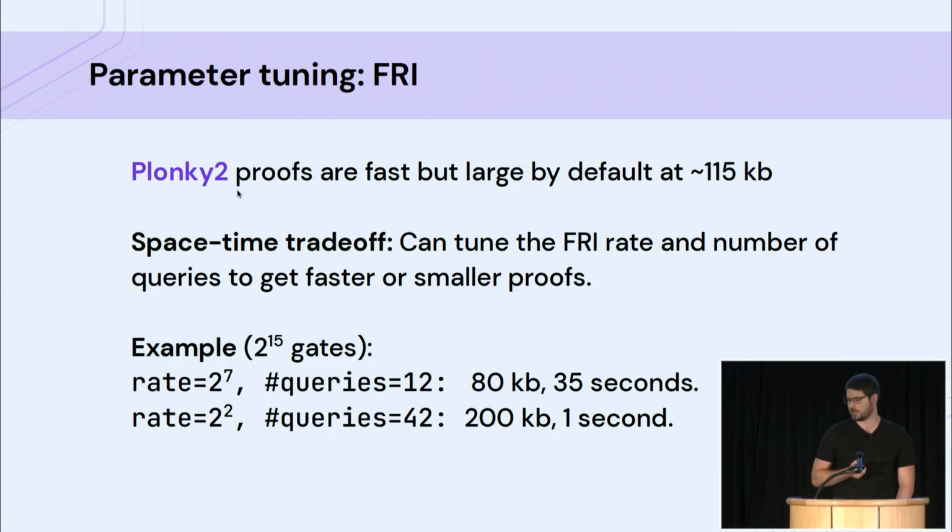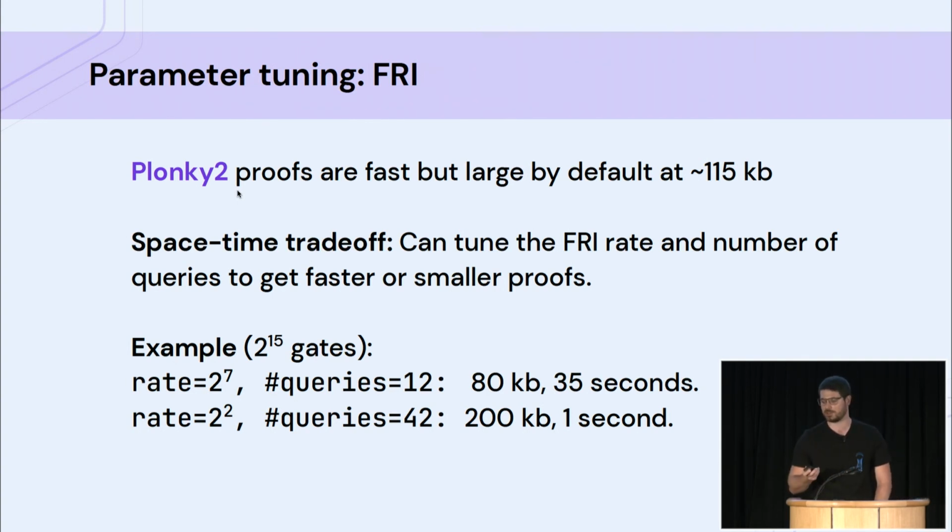All right, so as I mentioned at the beginning, there's a bunch of parameters in Plonky2 that you can tune. By default, the proofs of Plonky2 are quite large, at like 115 kilobytes for the default recursive proof. But you can tune the parameters to make it smaller. There are two parameters in FRI, which are called the rate and the number of queries. They are related, so if you decrease one, you have to increase the other to keep the same level of security. What you can do is increase the rate and decrease the number of queries, and you'll end up with a much smaller proof, but it will take more time to prove. Conversely, you can reduce the rate and increase the number of queries to get much faster proving times, but a larger proof.